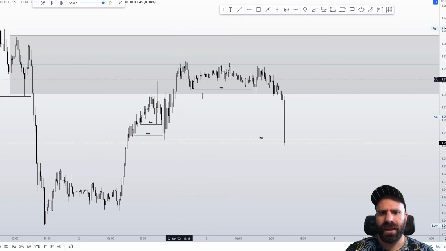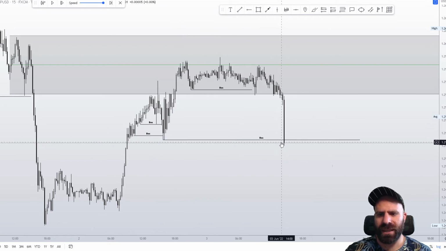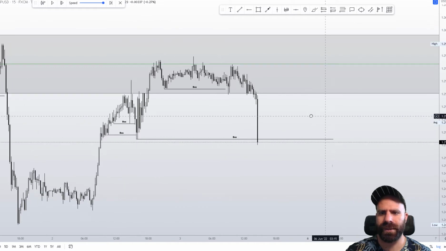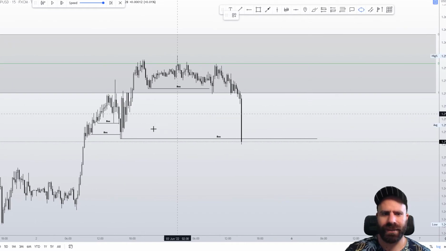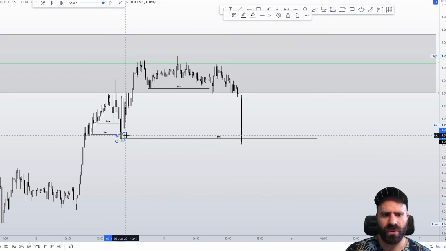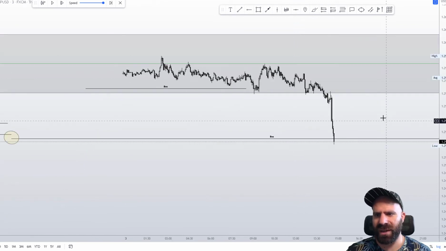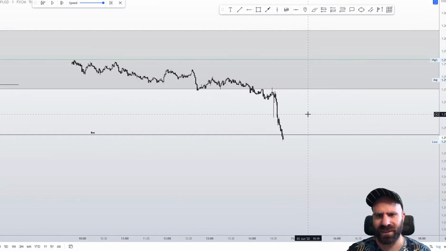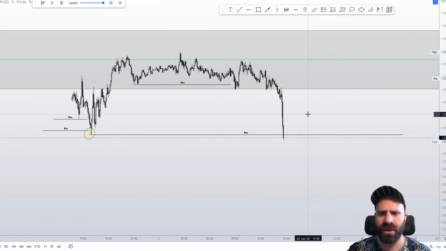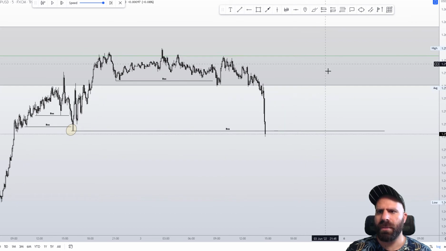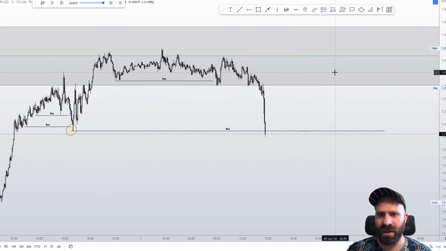Okay, so let's see what happens when we are waiting for a break of a larger structure, which is this one right here. Okay, and I will identify this larger structure with this ellipse tool, or however the hell this one is called. Again, you don't have to go down to the 3-minute chart or the 1-minute chart to identify your order blocks here. You don't have to be so picky because there's many order blocks, but of course you can do that as well if you want.